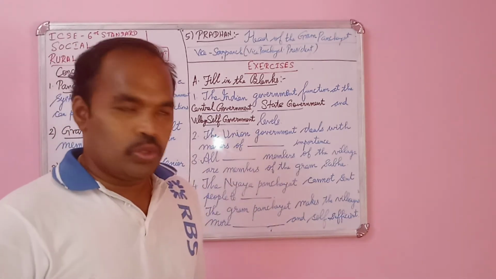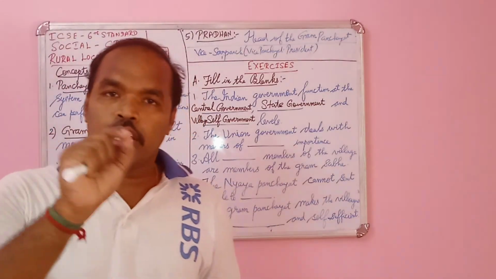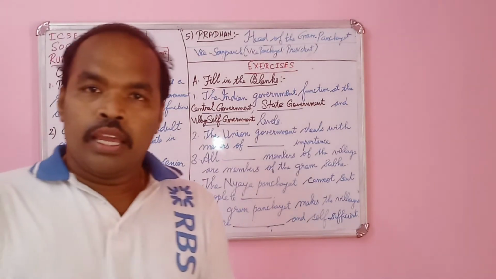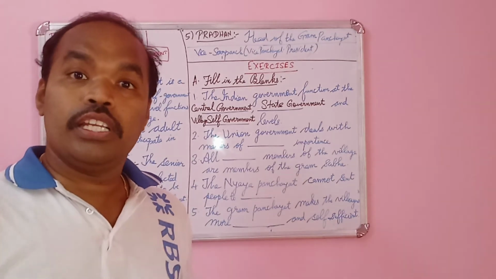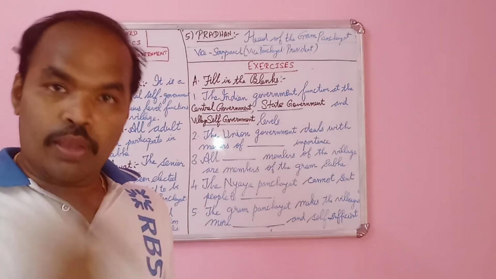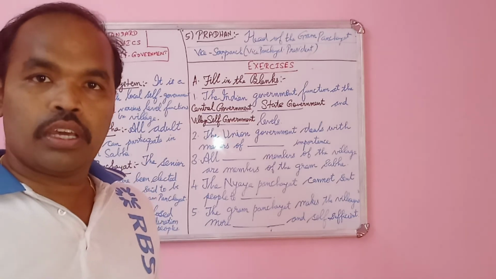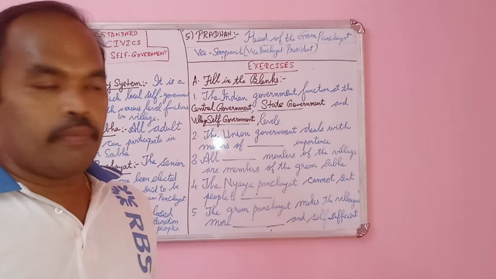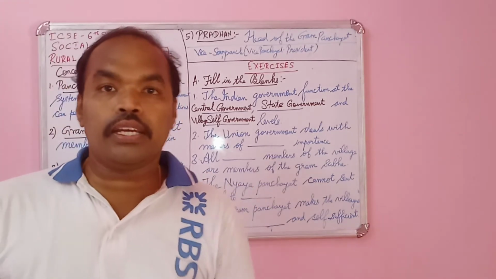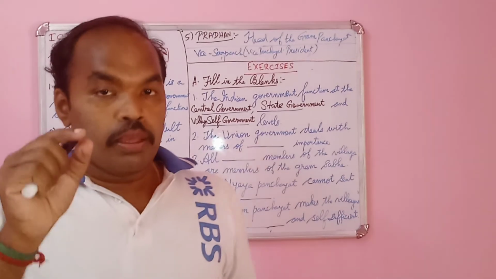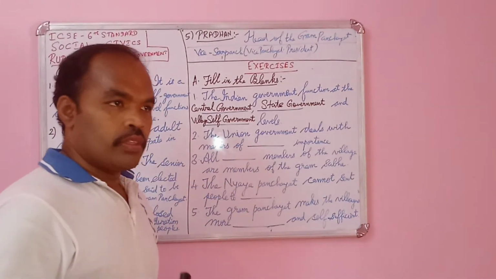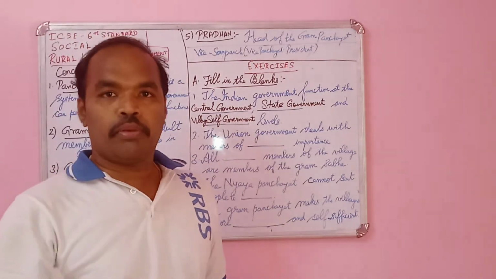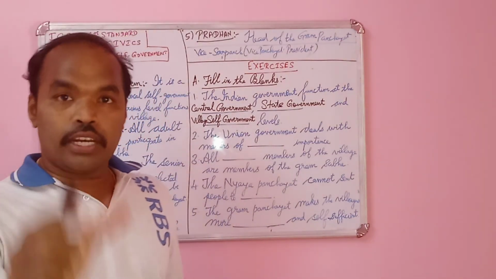Now we are in Tamil Nadu. So Tamil Nadu is a state government or central government? It is a state government. Who is ruling? The ADMK party is ruling the government with the majority of MLAs. Who is the chief minister? Edapadi K. Palaniswamy is the chief minister. Who is the deputy chief minister? Deputy chief minister is Mr. O. Panneerselvam. So ADMK only is ruling the government here in Tamil Nadu. So the Tamil Nadu government is said to be a state government.